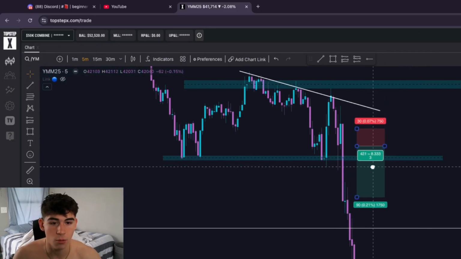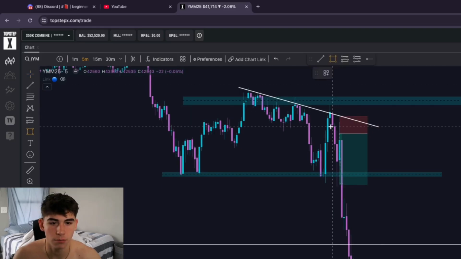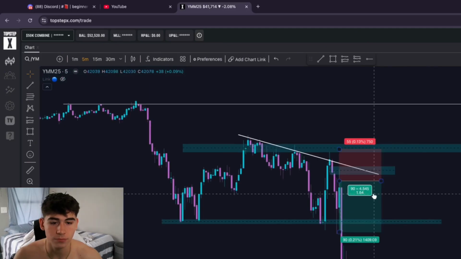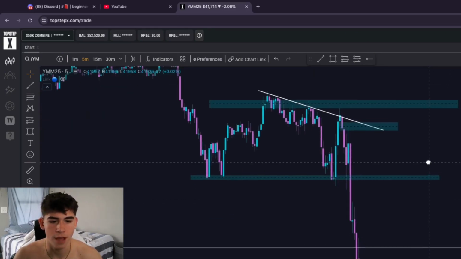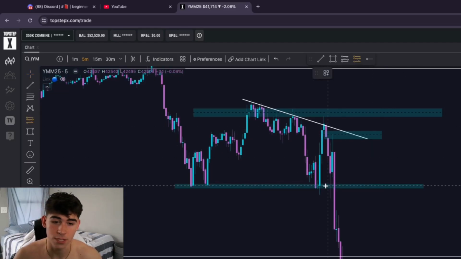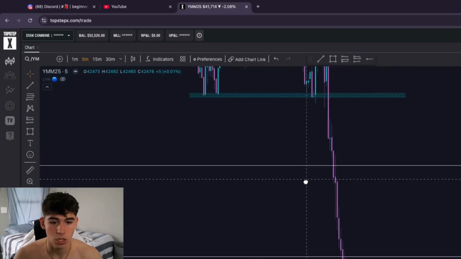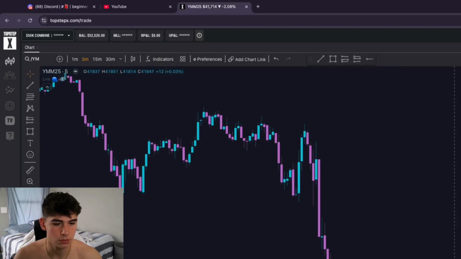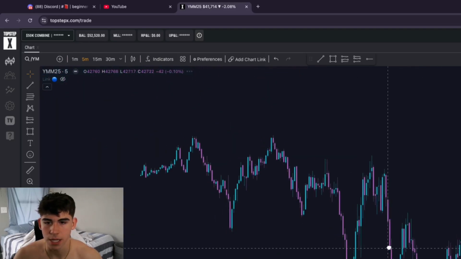Say they were looking to short right here after it came up and filled this little imbalance. They could have had their stop above the highs. There's a bunch of different ways you can use your stop loss. You can have your set stop loss, or you can have a different stop loss depending on where you are in the market. Let me find a better example for you guys.